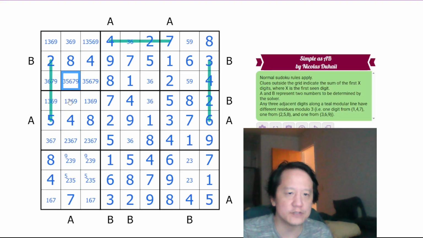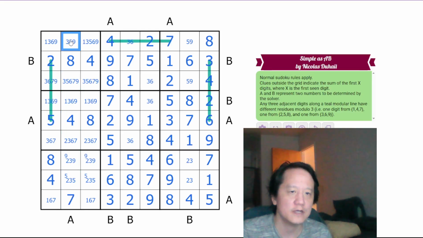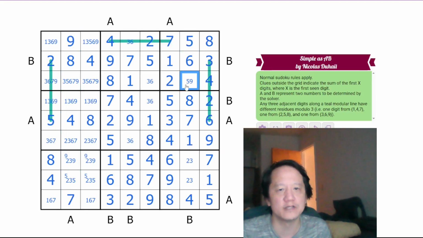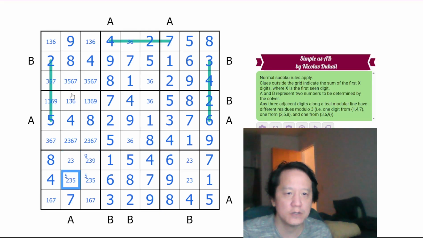So that's 7, so this must be the digits 1 through 7 here, adding up to 28. That makes this a 9 there, so this can't be 9, that's 5, which makes that 9. That eliminates 5 and 9 in the rest of the row and box here. No 9 here, no 9 here. Seven eliminates 7 here and 7 here. Interesting. Okay.